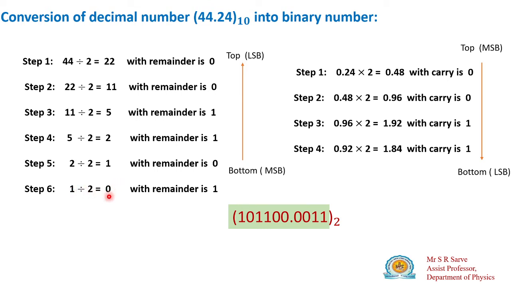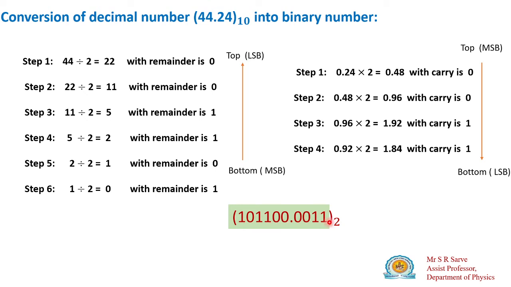We have to continue this process till the quotient is 0. Here the quotient is 0, which means the process stops. Here, 1 divided by 2, quotient is 0 and remainder is 1. Now write the number from bottom to up. So first write the number 1 0 1 1 0 0. This is the number before the decimal point.